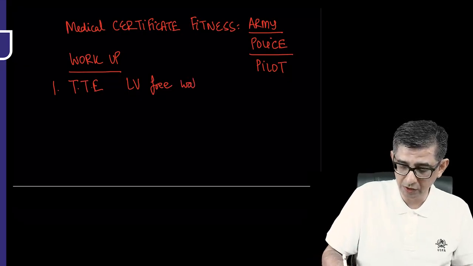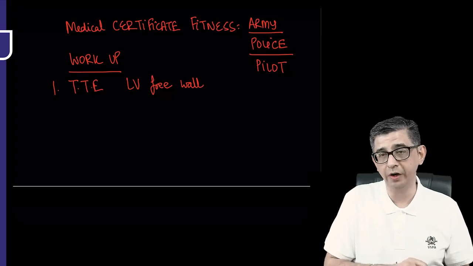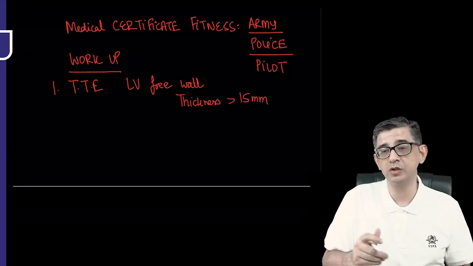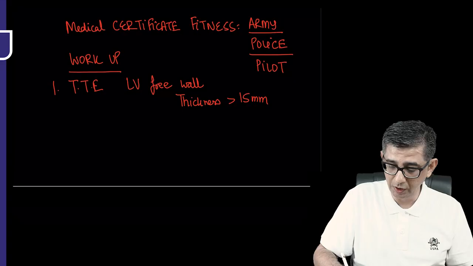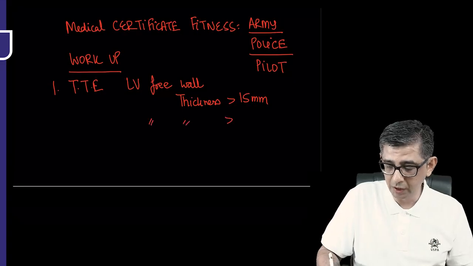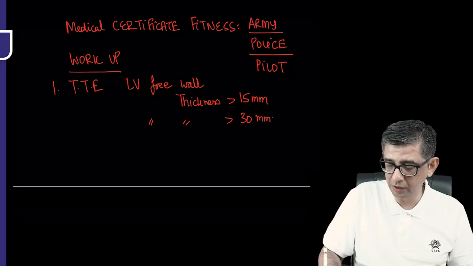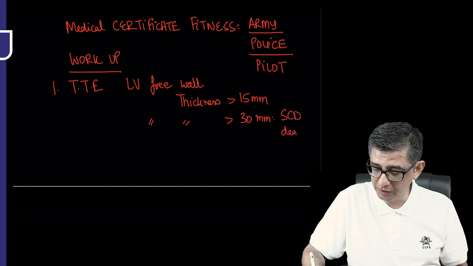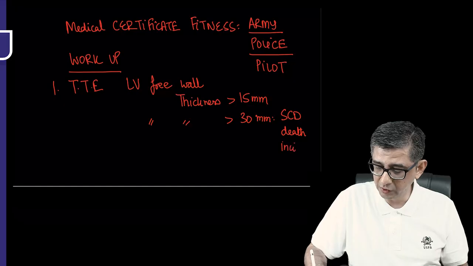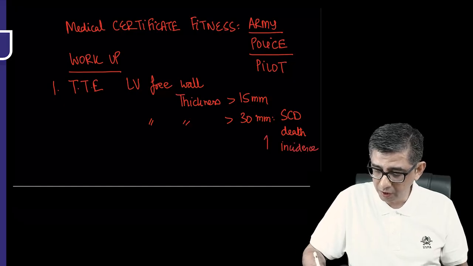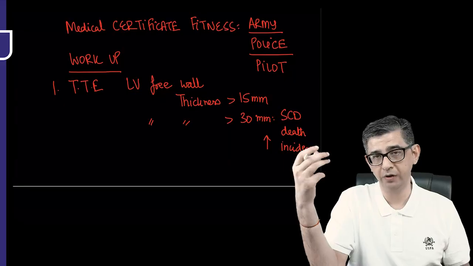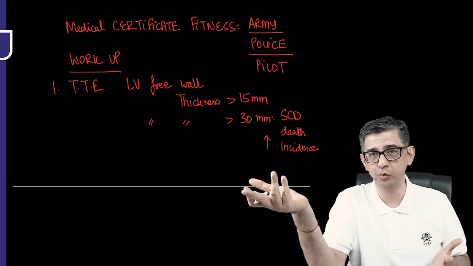If he says what is the diagnostic criteria for this condition, then the left ventricular free wall thickness in this person should be more than 15 millimeter. And if the left ventricular free wall thickness in a person of hypertrophic cardiomyopathy is more than 30 millimeter, then the incidence of sudden cardiac death in these patients will increase dramatically. I will explain to you subsequently what you are going to do to reduce the chances of development of sudden cardiac death, because after all we as doctors are supposed to save lives.